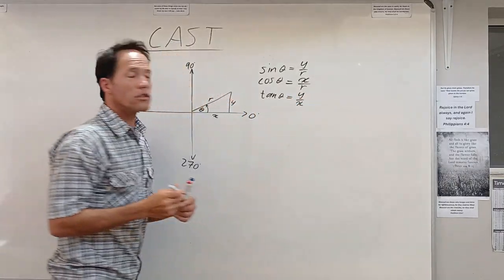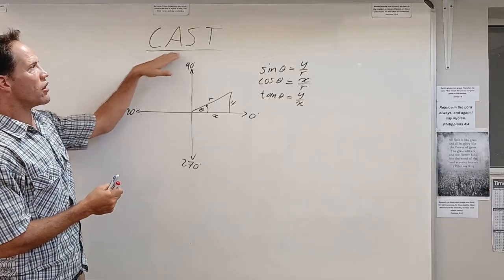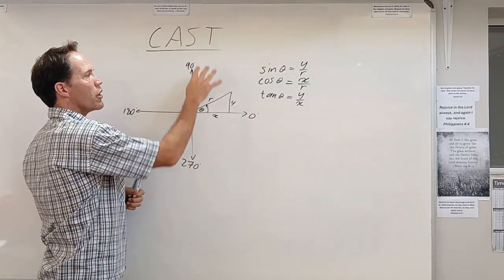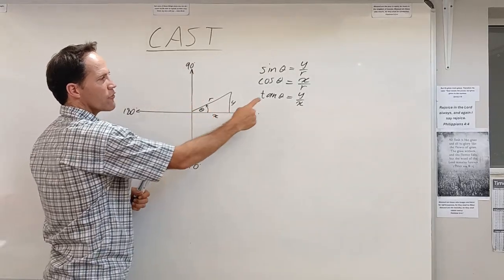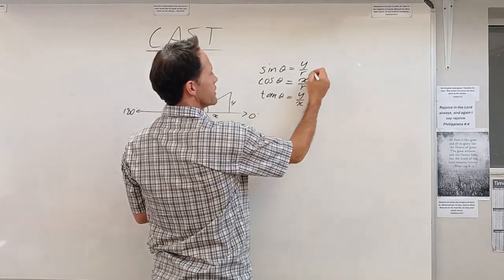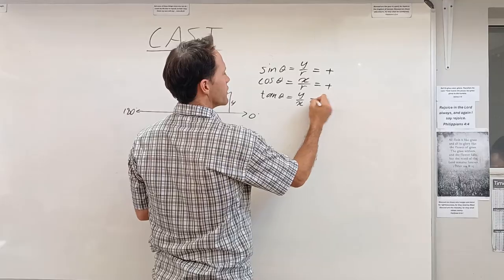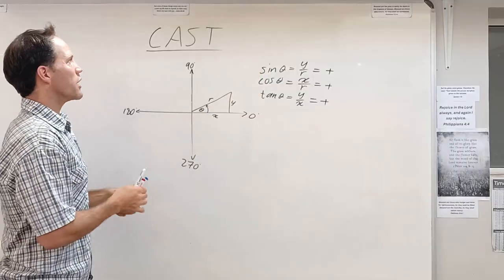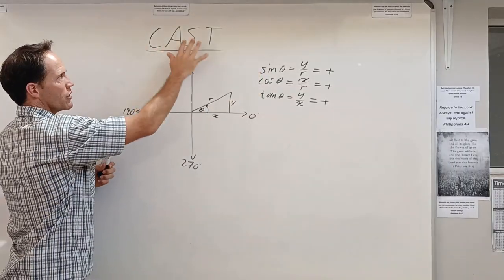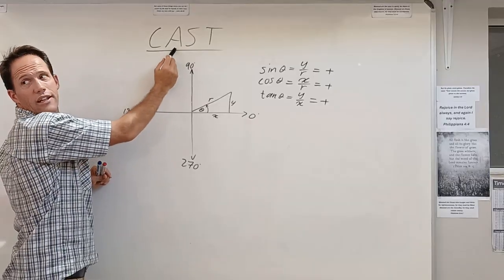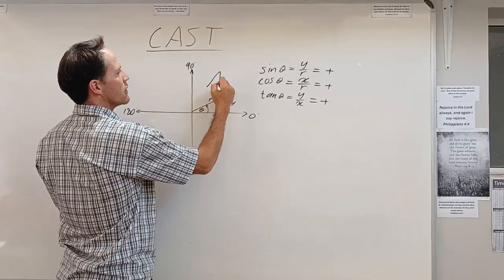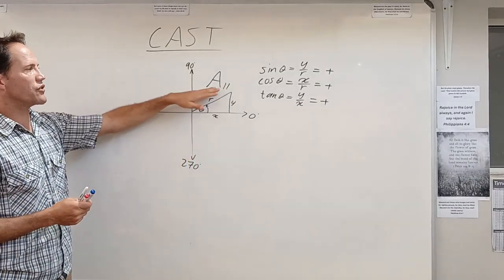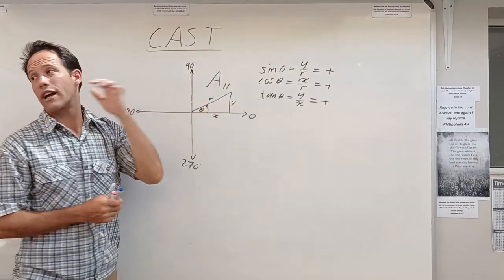So the important thing with the CAST, we're going to talk about this word again, is where they are positive and where they are negative. But all of them are positive here. So this ends up being positive, this ends up being positive, and this ends up being positive, because they're all positive values. That's why one of the letters is A, and the A comes in here, which means all. All of them are positive. In the first quadrant, sine, cos, and tan are all positive.